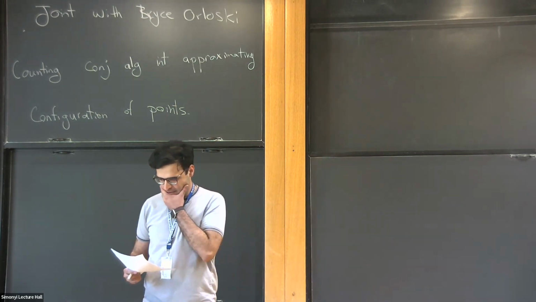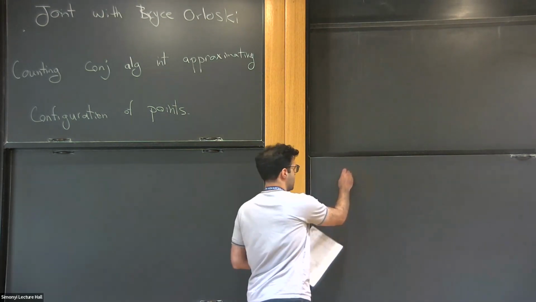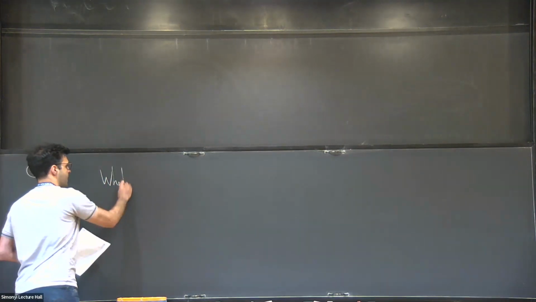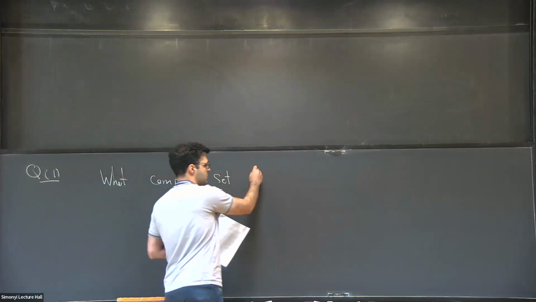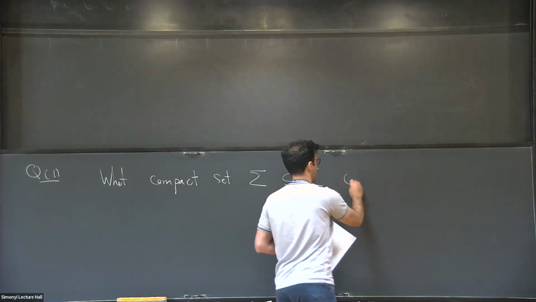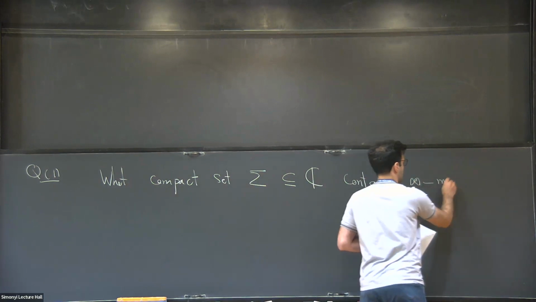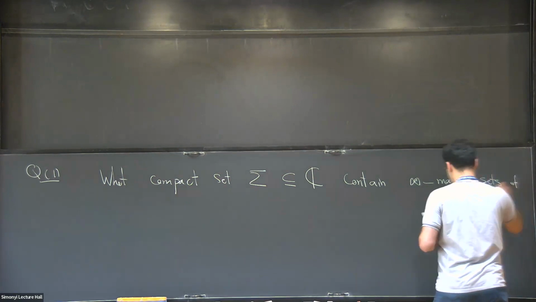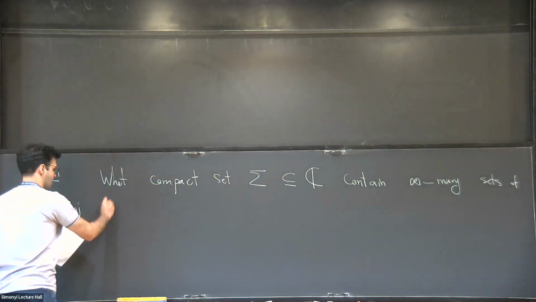I'm going to start the talk with a basic question. Question number 1: what compact sets? I'm going to denote a compact set by sigma in this talk, a subset of the complex numbers, that contains infinitely many sets of conjugate algebraic integers.